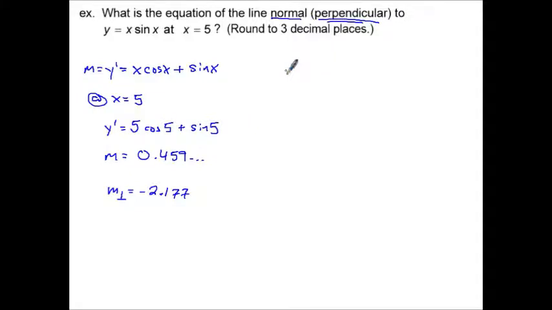Now, of course, we need to get the point, so I'm going to go back to my original, y equals, okay, plugging in my 5 into here gives me 5 times the sine of 5. Again, very messy as I punch this in, but I get a y value of roughly negative 4.795. Alright, so I have a point, very nice 5, very messy negative 4.795.